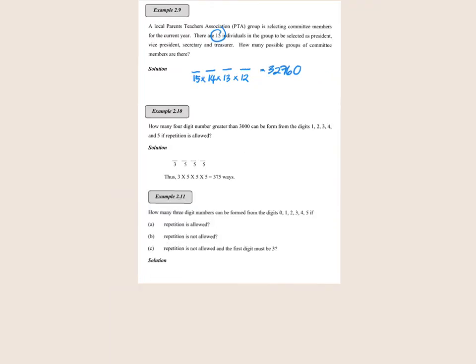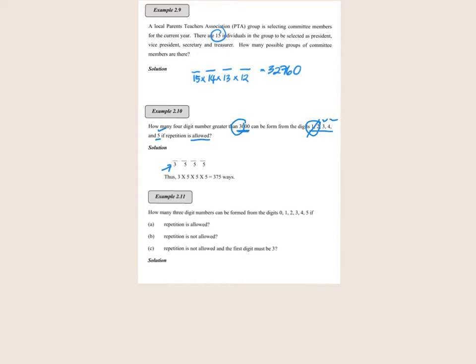For example 2.10, how many 4-digit numbers greater than 3000 can be formed from digits 1, 2, 3, 4, 5 if repetition is allowed? So first of all, for the first slot, how many possible values can be selected? Because it is stated here the number should be greater than 3000. So automatically we cannot use numbers 1 and 2 for the first slot. So we only have 3, 4, and 5. So that's why for the first slot we only have 3 different digits that can be used.